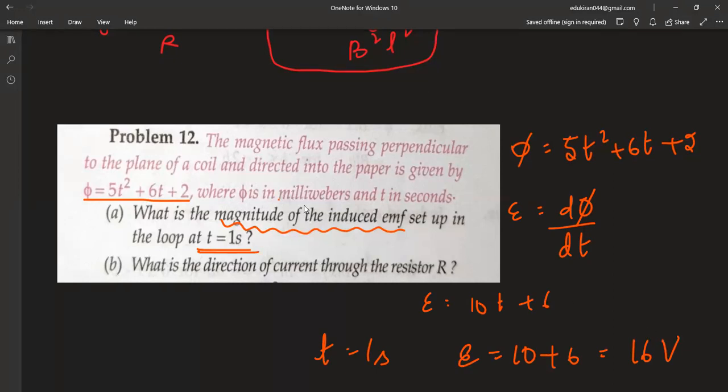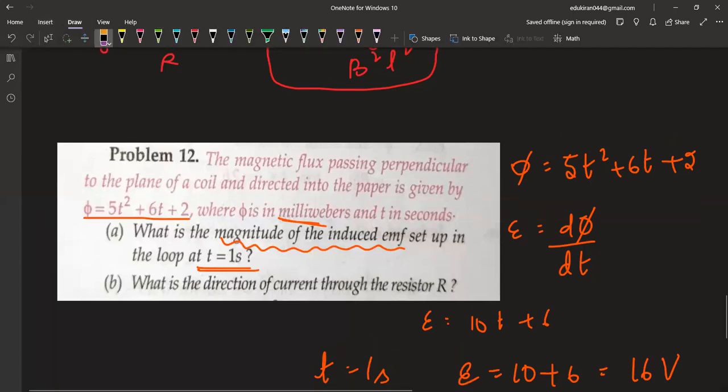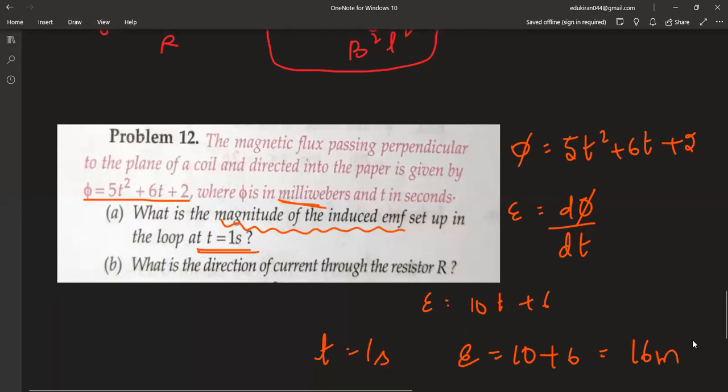No, milliwebers. Okay, this is in milliweber, so this will be in millivolt. The final answer will be in millivolt, class. Pay attention to the units that are given in the question. See, this was given in milliwebers. This is given in seconds. If this was also given in milliseconds, our answer would have been directly in the SI unit, that is webers, because cancellation won't occur. But this is in milliwebers, so the answer will also be in millivolt.